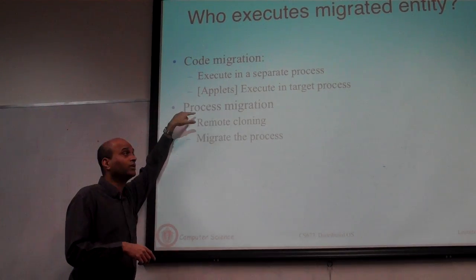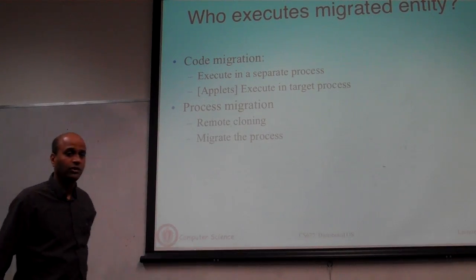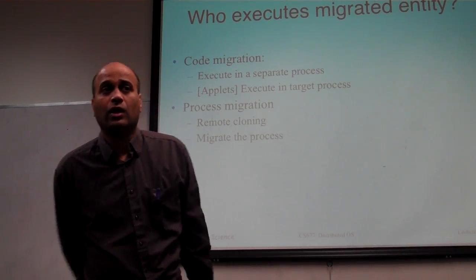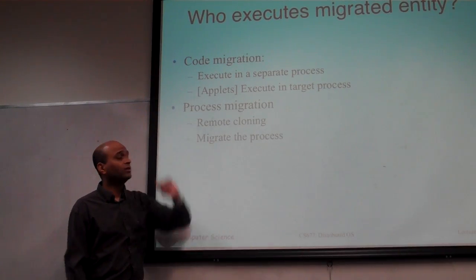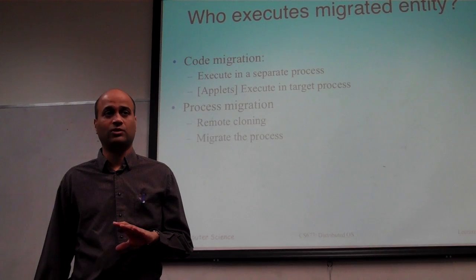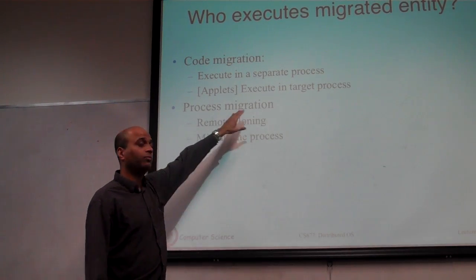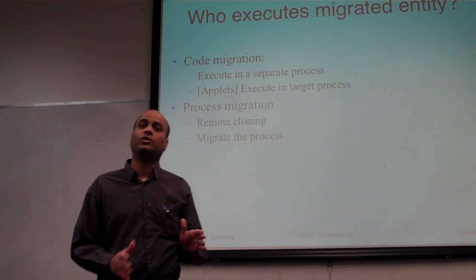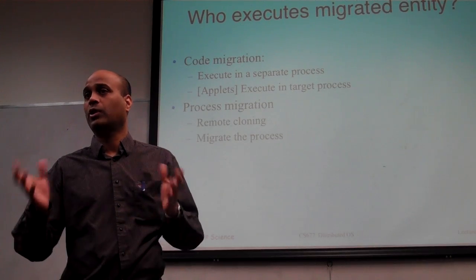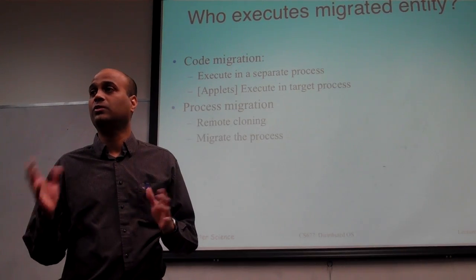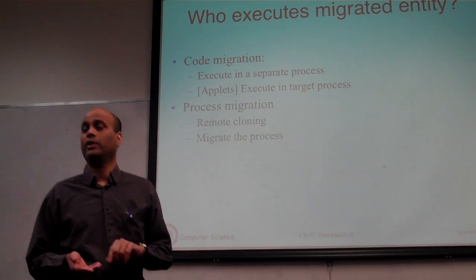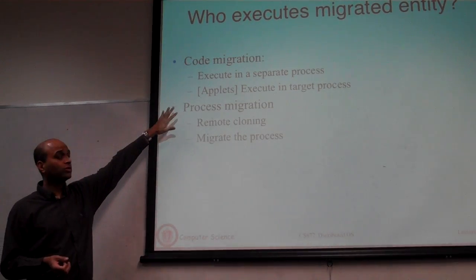So I mentioned code migration and process migration. The thing to realize is when you do code migration, typically you migrate the code and you start a process. In most cases, the code would execute in a separate, independent process that is started up. Occasionally, the code may actually execute in the process that triggered the migration. An example is Java applets running in a browser. A browser downloads a Java applet, executes it, but that execution is typically in the context of the browser process. The browser process is the one executing the code. Okay? So that's code migration.